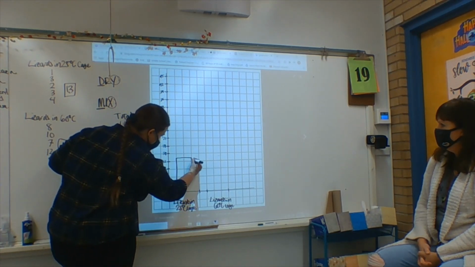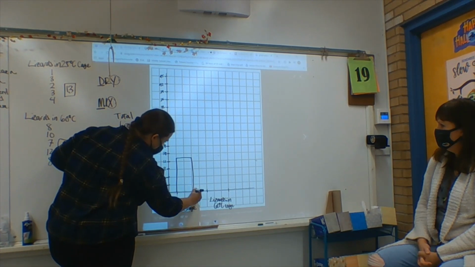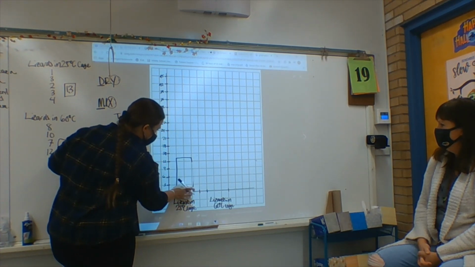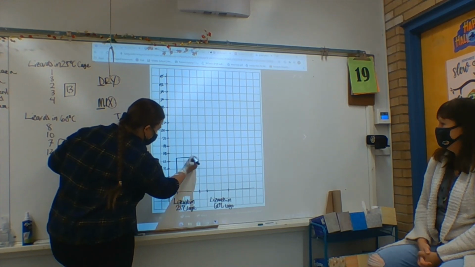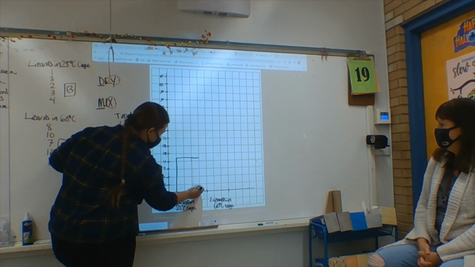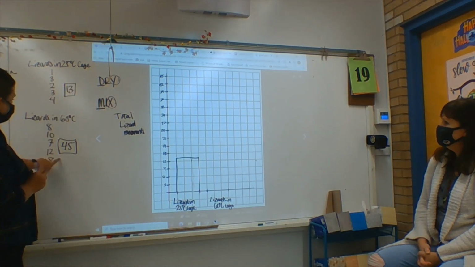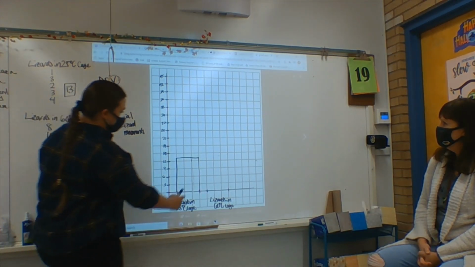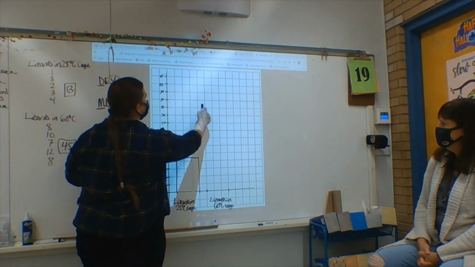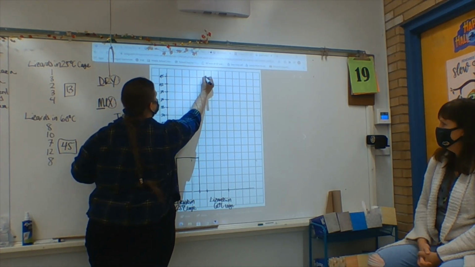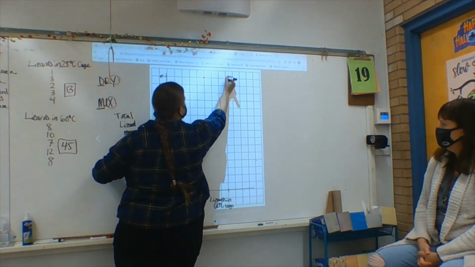Ooh. Good thing we're on a whiteboard, it's easy to erase. I forgot I made these 3 units wide. My lizard's in a 60-degree cage. I had 45 total movements. So I'm going to take this one and go all the way up to my 45-degree mark, or 45 movement mark.